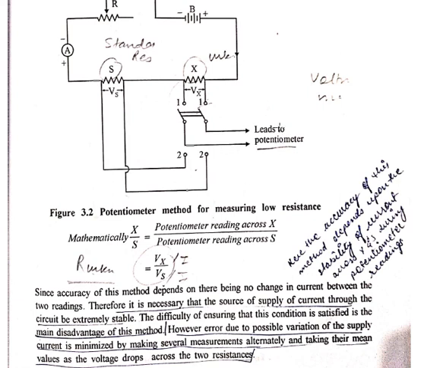So in this lecture we have studied the potentiometer method. In the next lecture we will study Kelvin's double bridge method and its operation. It's a part of measurement of low resistance.